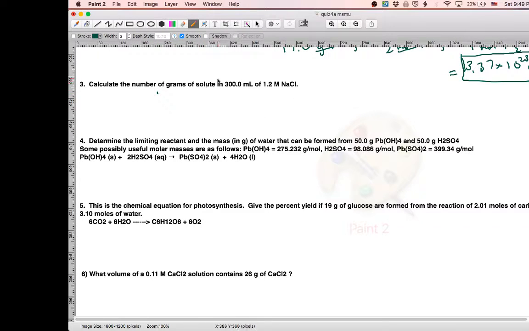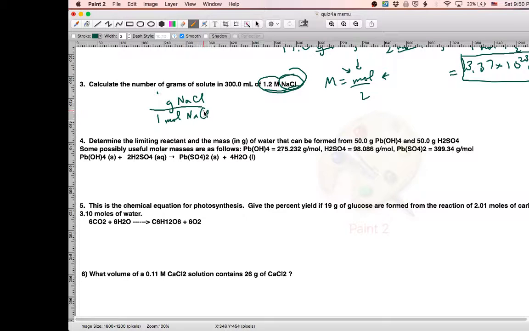So grams of solute. Solute is the stuff that's dissolved. This is the solution. So I have grams of NaCl on top. Grams of NaCl is not given in this problem. However, I do see that the solution is 1.2 molar. Remember that molar means moles per liter. That means I'm going to need a number of moles here, so I'm going to have to convert from moles to grams or grams to moles. So I'm going to put a 1 mole NaCl down here.